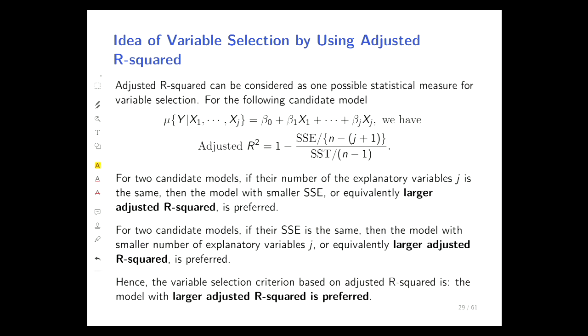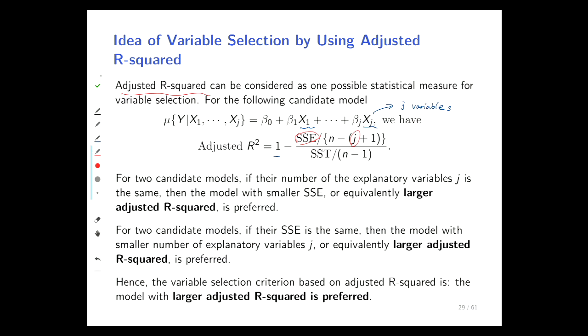This one is the adjusted R-square, if you still remember. So what's the adjusted R-square? For the model with j variables, the adjusted R-square equals 1 minus the sum of the squared error divided by n minus j plus 1, and then divided by the sum of the total divided by n minus 1. That's directly from the previous topic. I just copied the formula here, but I only consider this for j variables. You can see in this formula that the sum of the squared error is in the formula, and also the number of the variables j is in this formula.